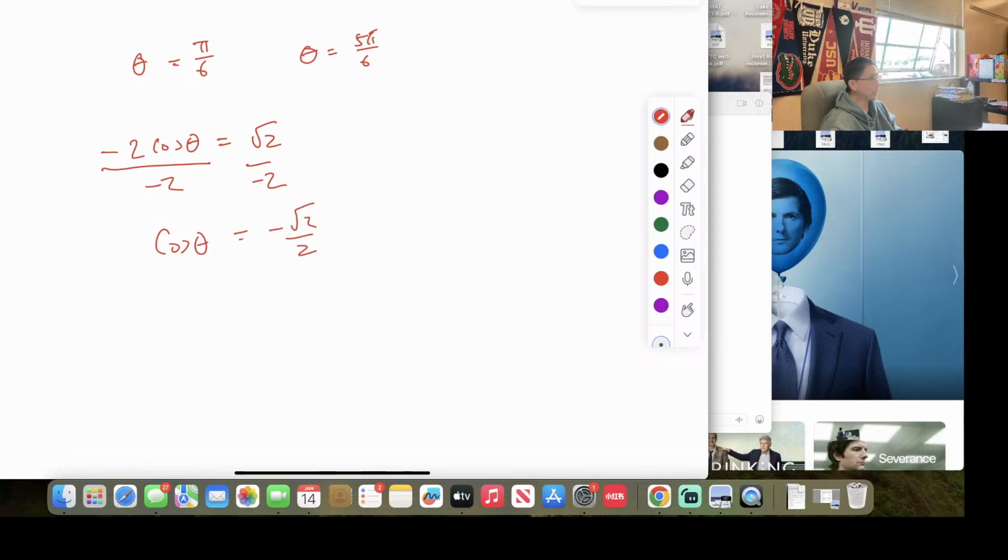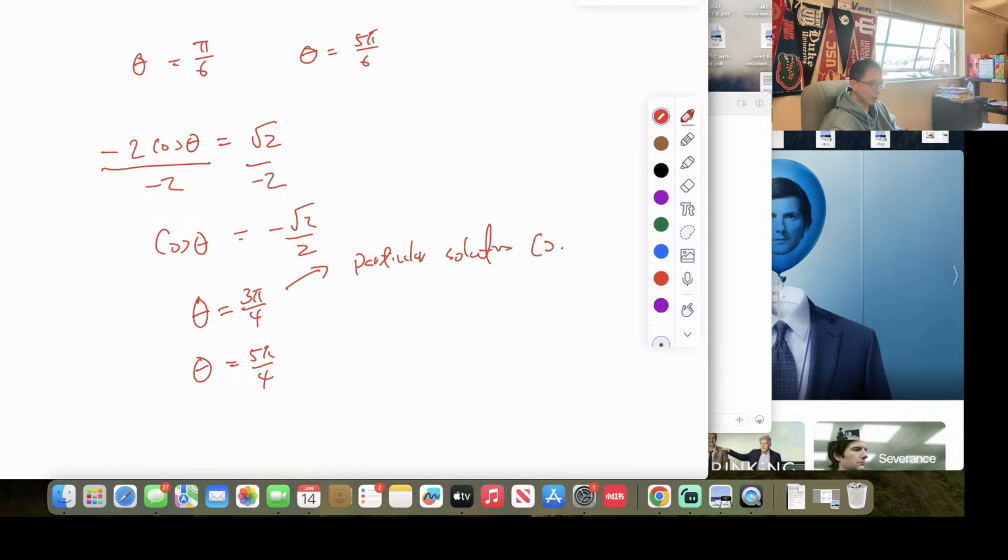Now, when cosine theta is equal to negative square root of 2 over 2, what is theta? Well, obviously x is negative, so it's going to be in quadrant 2 and quadrant 3. The only time that gives you square root of 2 over 2 in quadrants 2 and 3 is going to be pi over 4. So it'll be 3 pi over 4 as well as 5 pi over 4. Does that make sense? So this is called a particular solution.